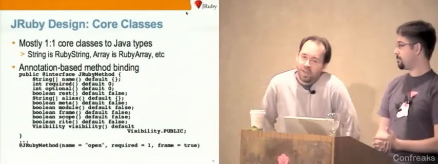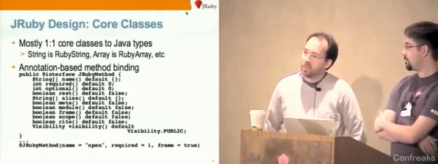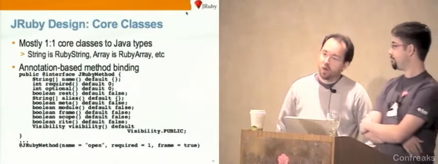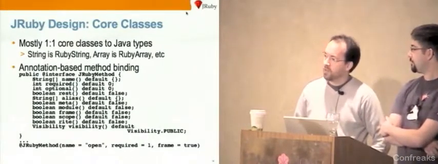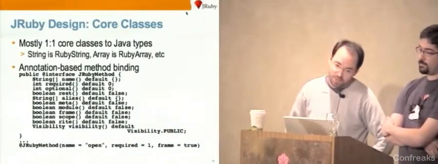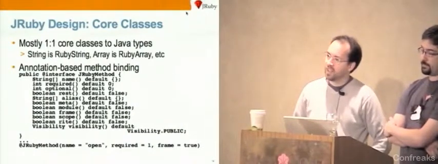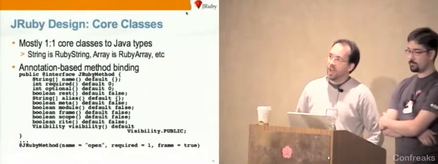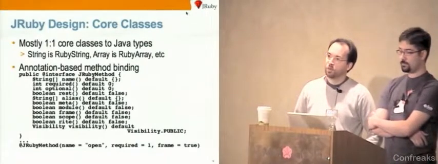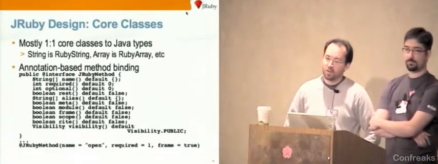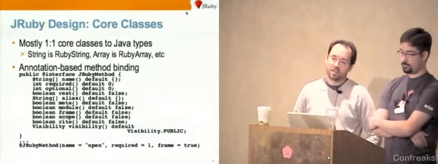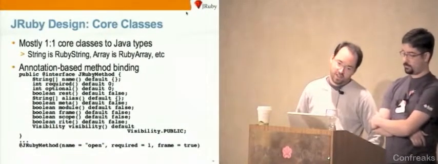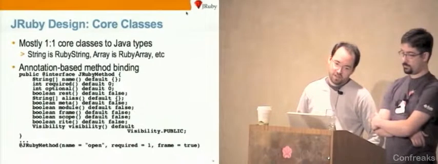So all the core classes in JRuby are implemented in Java. There's a one-to-one correspondence between them. So if you wanted to look at the string implementation, for example, you'd go to RubyString.java, and everything would be there. For actually advertising or binding Ruby methods to the corresponding Java methods that implement them, we use Java 5 annotations. And here's actually the definition for the annotations that we use.